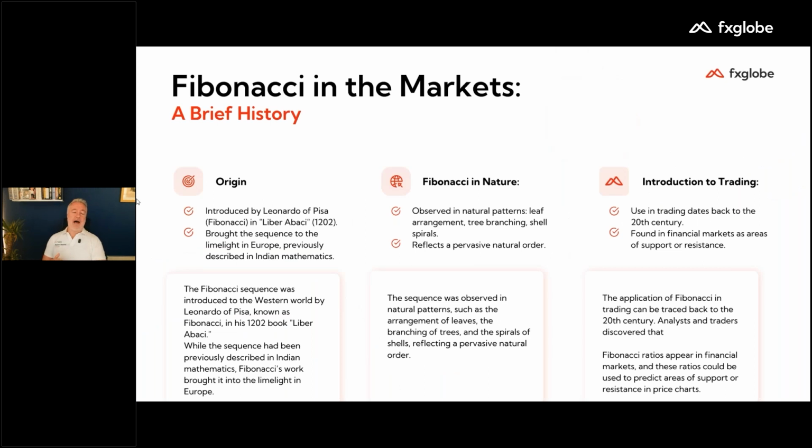So first of all, Fibonacci, Leonardo of Pisa, Leonardo da Fibonacci is almost 1,000 years old, so going back just 900 odd years. And he brought the sequence to the limelight in Europe, previously described in Indian mathematics. So he was a famous mathematician, not related at all to Leonardo da Vinci.